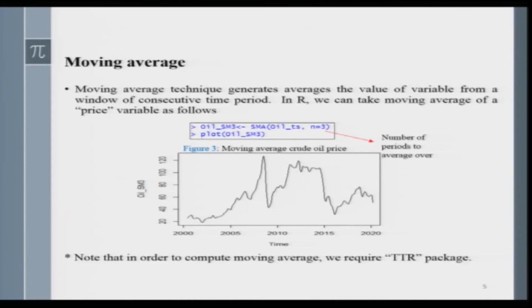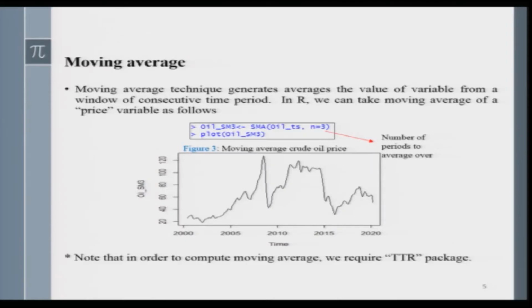So, here I am showing you the command that you need to write to conduct a moving average exercise, and you see that I am defining a particular variable oil SM3 as the moving average values, and then you see that I am using 3 periods for the moving average. Now, you may say that you have monthly data, why 3? It is just for illustration purpose. You can make it 4, you can make it 6, you can make it 12 also, it does not matter. So, just for illustration purpose I have chosen the number 3.